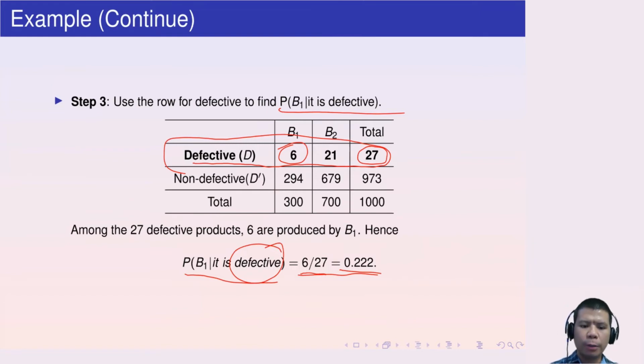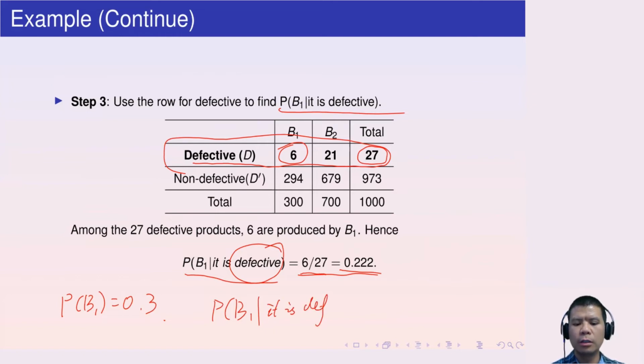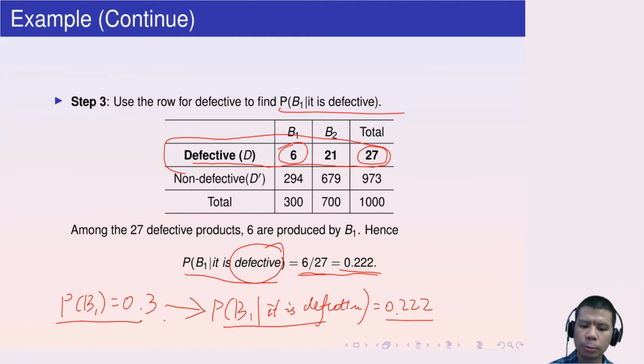Okay, so the prior probability, as we know, probability of B1 is 0.3. Now the posterior probability given this additional information is 0.222, right? So this is the revised probability given some additional information. So this is a prior, this is a posterior, right? Okay, so this is the first example we do.